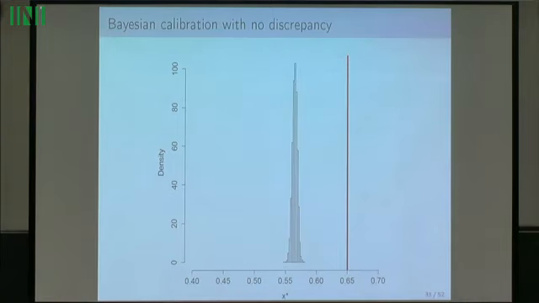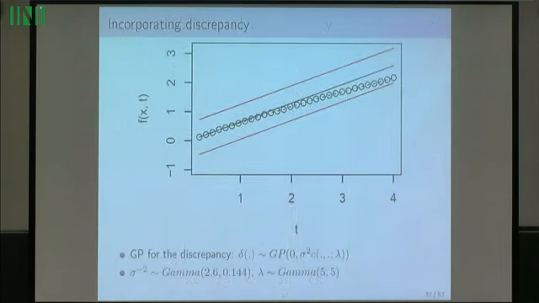And then the first thing they do is just derive the posterior ignoring discrepancy, and if you do that, you get this terrible result where you get your posterior distribution. You're very certain you know what this input is, and you're wrong because the true value is over here. So without accounting for discrepancy, you get this really nasty result.